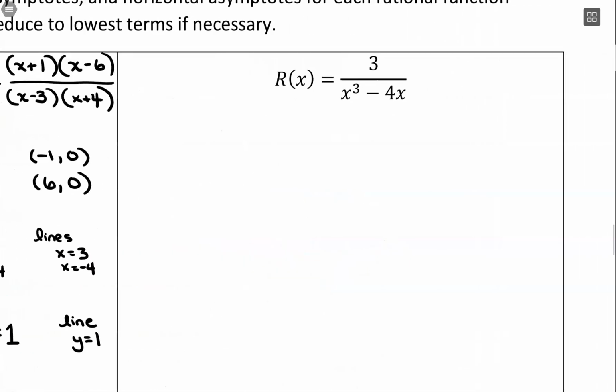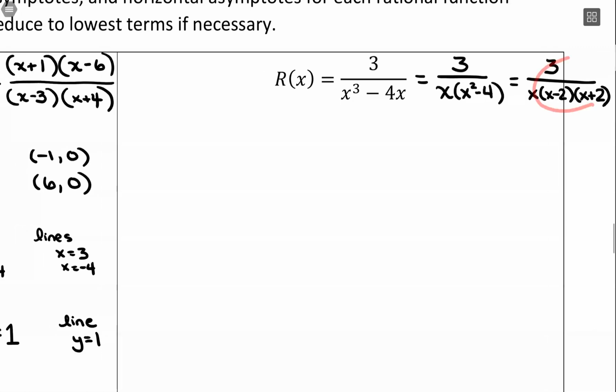All right. With this one, I need to factor. So I'm going to have 3 over, and then the denominator, there's a common factor of x. So I'll leave us with x squared minus 4. But that's not quite done yet. We have the difference of squares. So this is going to be 3 over x times x minus 2 times x plus 2.